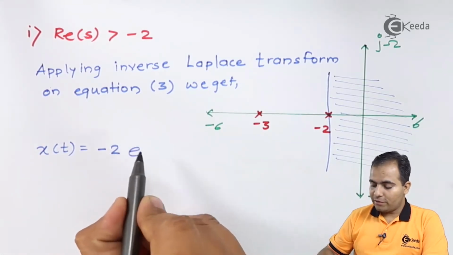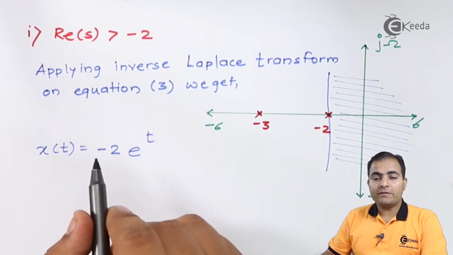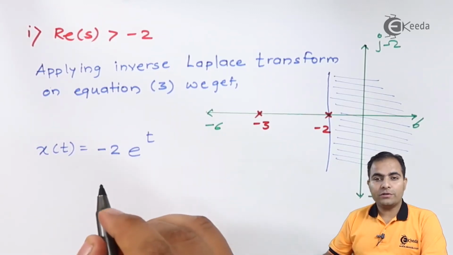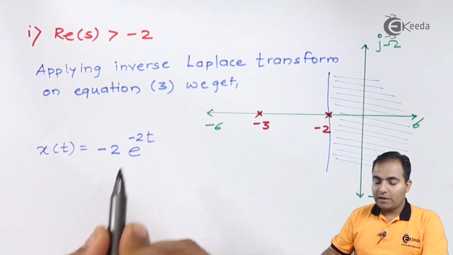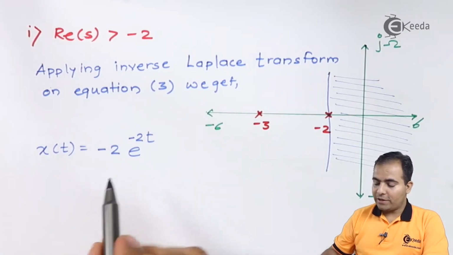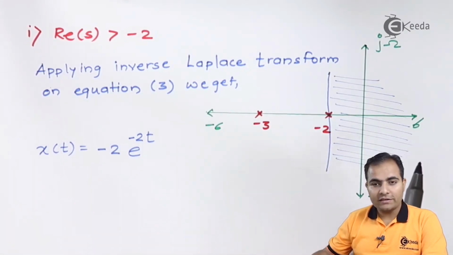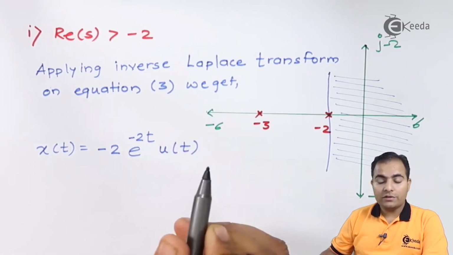So this is e to the power t. Here we have a t, and in the denominator of A we have s plus 2. So the opposite value of plus 2 is -2. So multiply this -2 with the t. What you will get? -2t. And then what will be there? 1 by s, and 1 by s is nothing but the unit step because the ROC is right-handed sided. Now this was the first part.